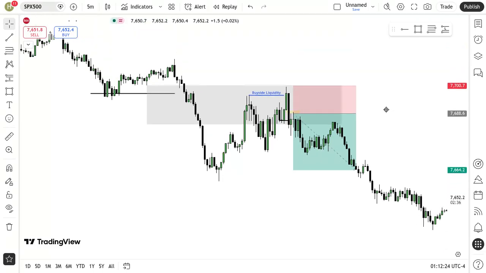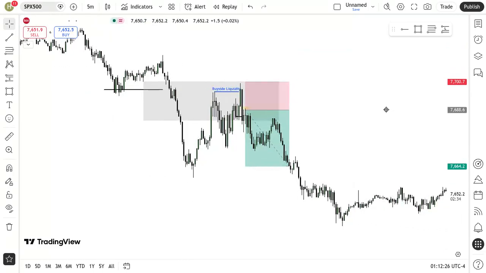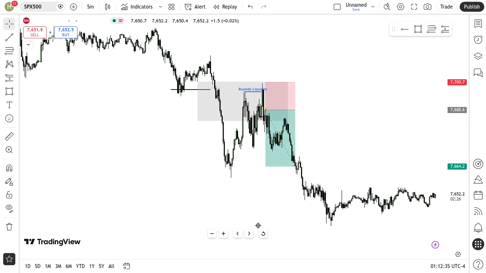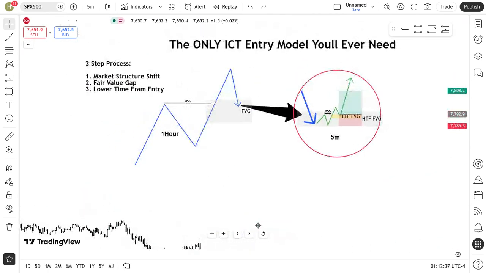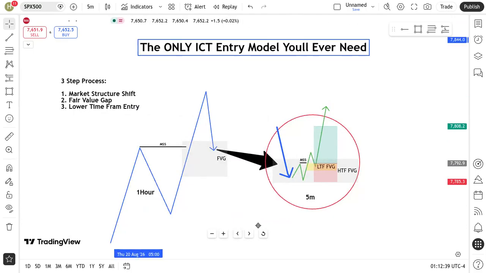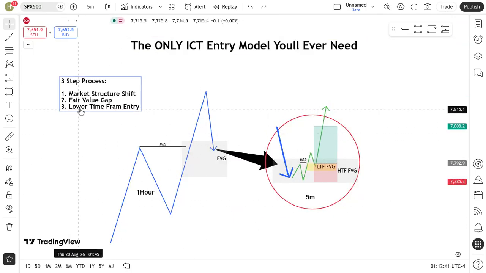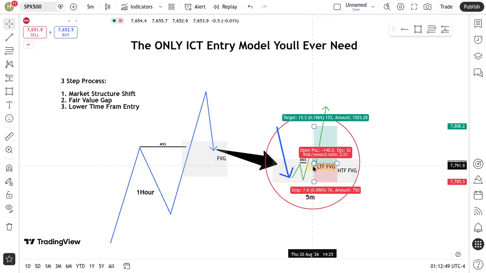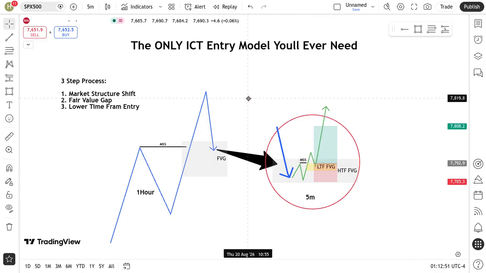So this is just one example of multiple examples that you'll see every single day. I challenge you to go on the charts and see how often this plays out during New York session, London session, and all the sessions. So just one last time, just so you guys can see it, the 3-step process is market structure shift, fair value gap, price comes into the fair value gap, you then go on your lower time frame, you look for the exact same thing, and then you target a 1 to 2 risk reward.